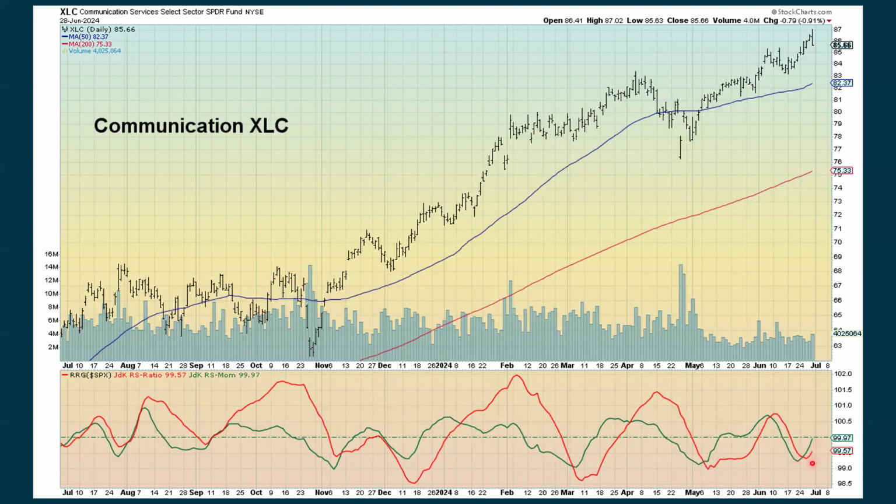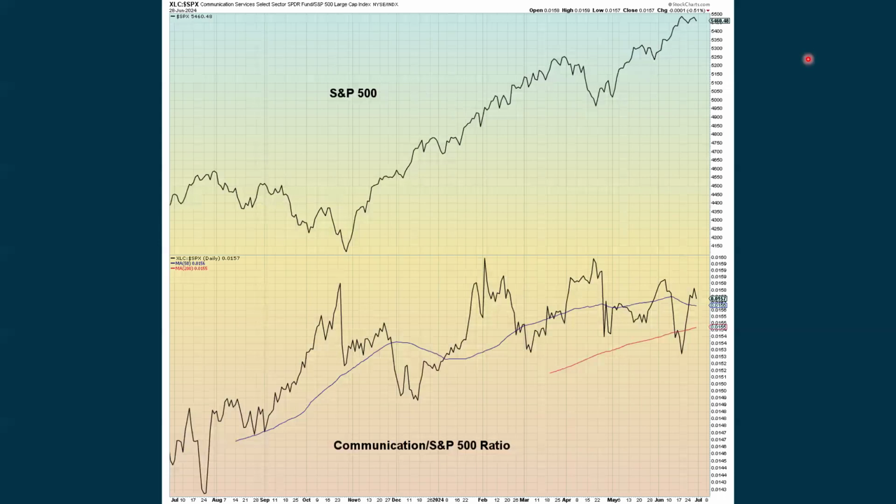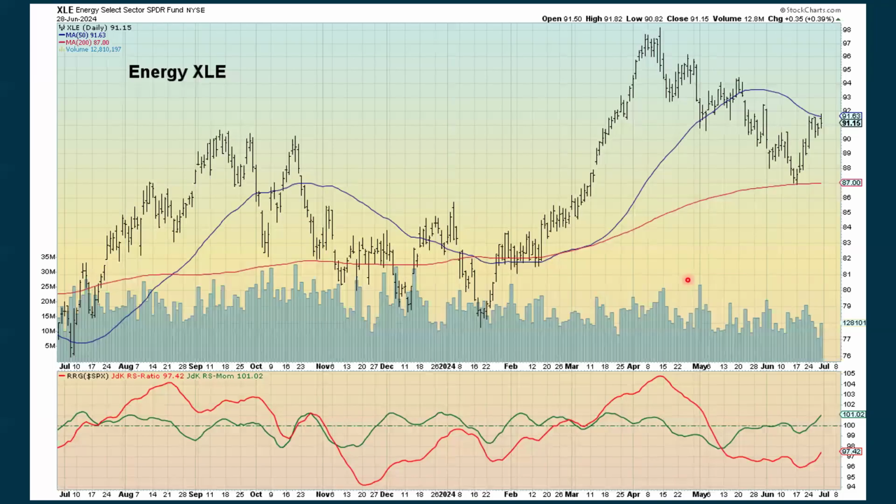We look at communication, one of the stronger areas of the market, showing a little bit of strength, both with the momentum and the relative strength ratio here, but still under 100. When you look at this all by itself, this is a stronger area, even though it was down 0.91% on Friday. Then we compare this with the S&P 500, where it really hasn't been outperforming all that much. It's still in an uptrend with this ratio, but it hasn't been breaking out lately.